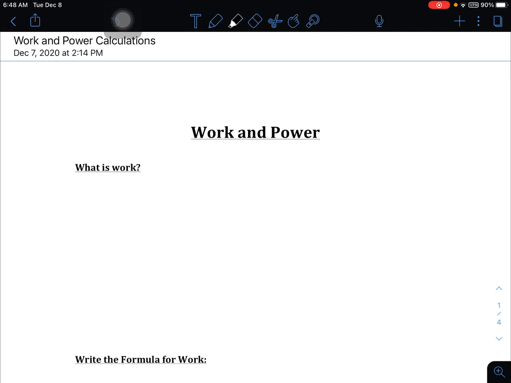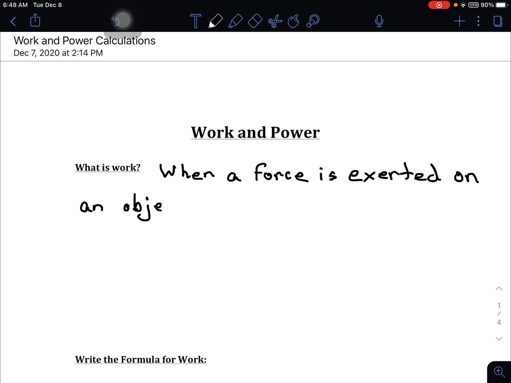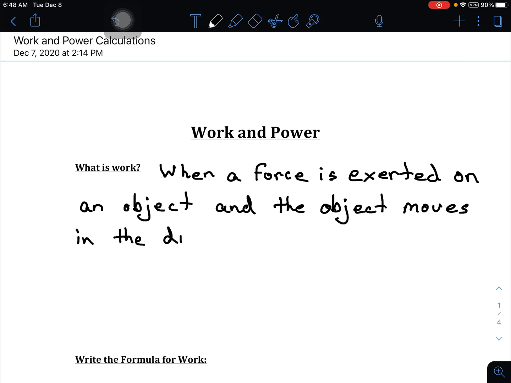Work is when a force is exerted on an object and the object moves in the direction of the force.